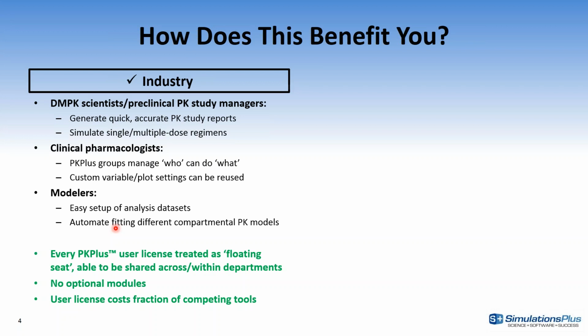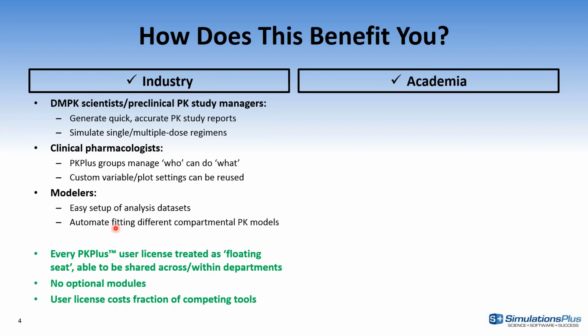There's no optional modules. The verification toolkit that we have now with PKPlus version 2 is part of the base installation. So you're able to validate your systems and the results that are being generated without having to license any additional suites or toolkits. And as was the case with version 1, user license costs are a fraction of competing tools.